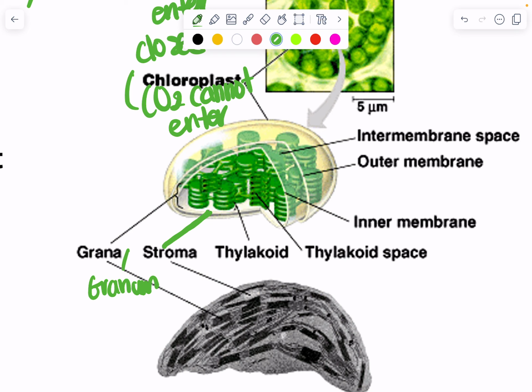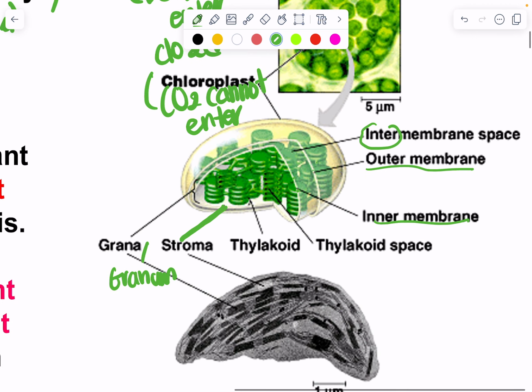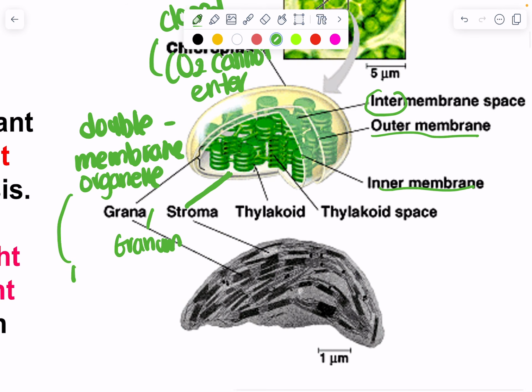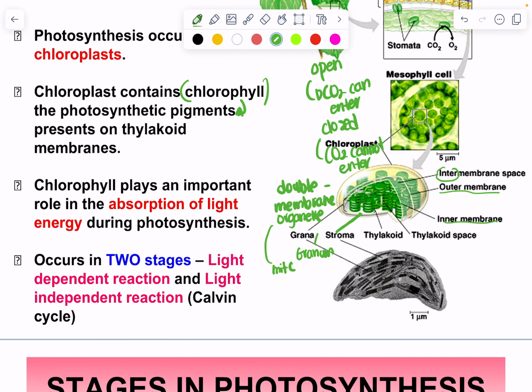Okay, so you have to remember as well, chloroplast has two membranes. That's why, as you can see here, we have outer membrane, inner membrane. So this is the outer. If you open the outer membrane, then you will find inner membrane. In between these two, we have intermembrane space. So that is why chloroplast is a double membrane organelle. The same as mitochondria.